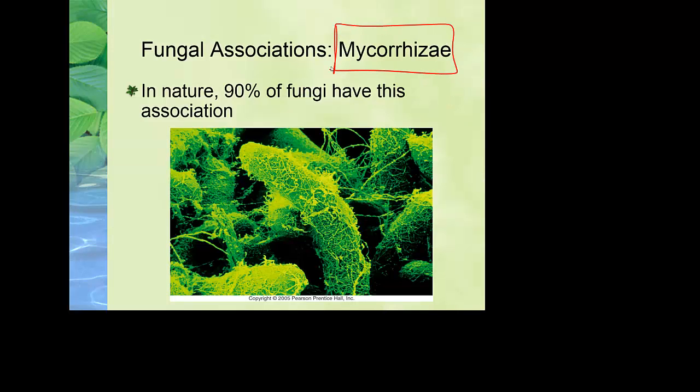Mycorrhizae we've talked about before, this association of a fungus and a plant root. We think about 90% of the fungus on the planet have this association. Critical for increasing the surface area of those plant roots for absorption and also to supply nutrients needed by the plant. Do you remember what the plant gives the fungus?